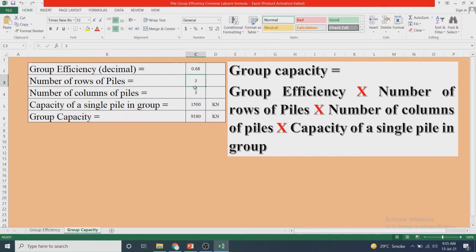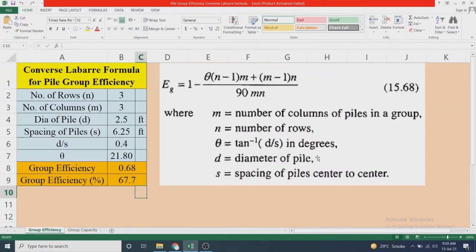Number of rows is 3. Number of columns is again 3. Let me assume the capacity of a single pile in the group is 1500 kilonewton. So this will give me a group capacity of 9180 kilonewton. For this, I have just multiplied the group efficiency with the number of rows, with the number of columns, and with the capacity of a single pile in the group. Guys, links to these Excel calculations are given in the description box. You can easily download these calculations.